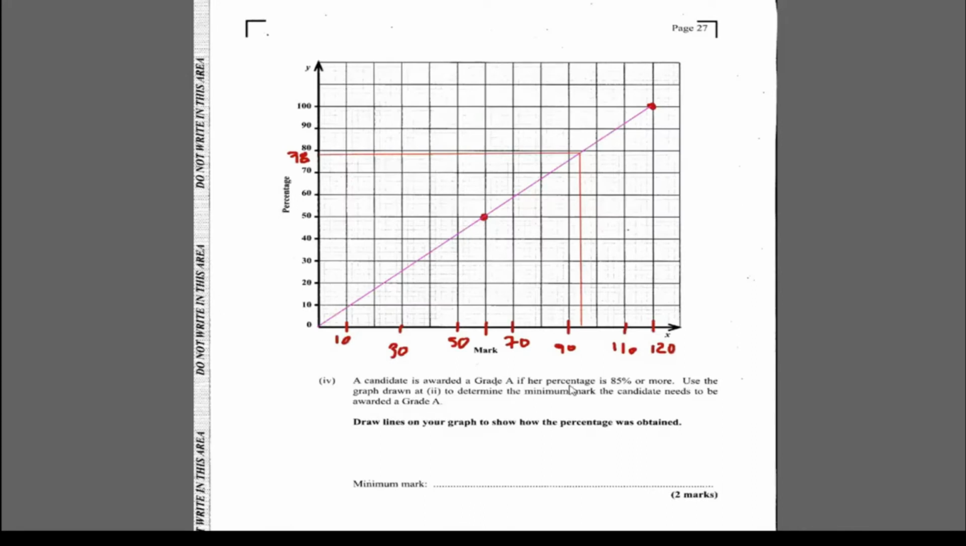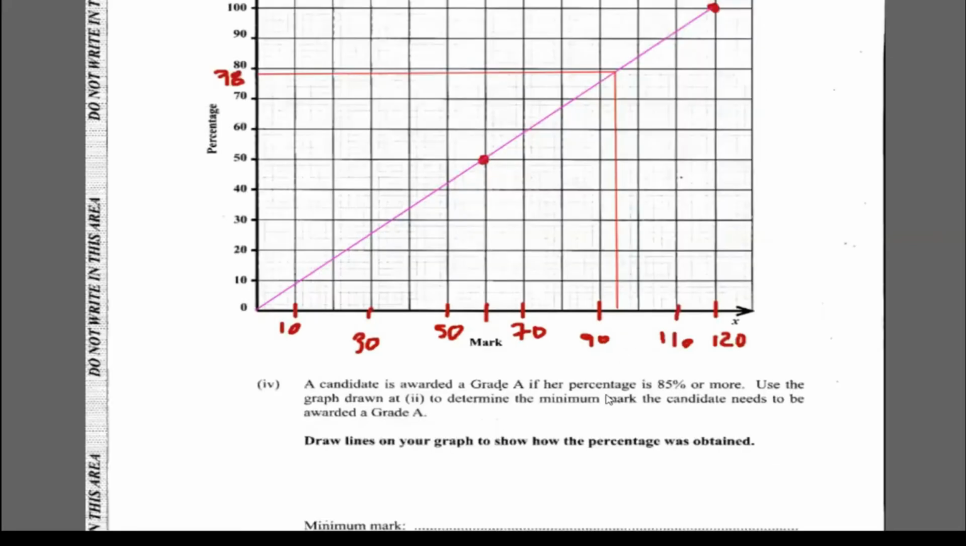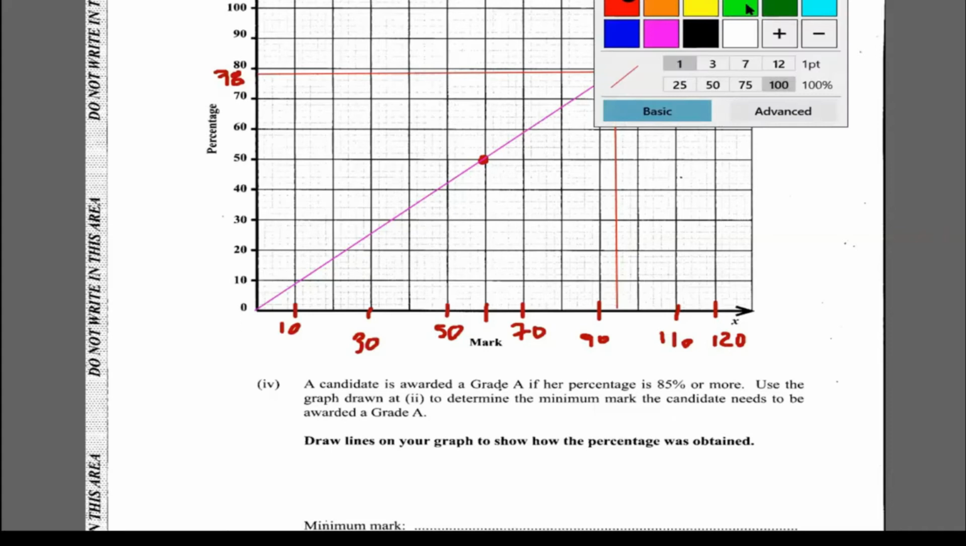Now it says a candidate is awarded a grade A if her percentage, so it's a female test of course, is 85 or more. Use the graph to draw a line to determine the minimum mark needed to get an A. So imagine to get an A is 85 and up. That's really difficult. 85%.